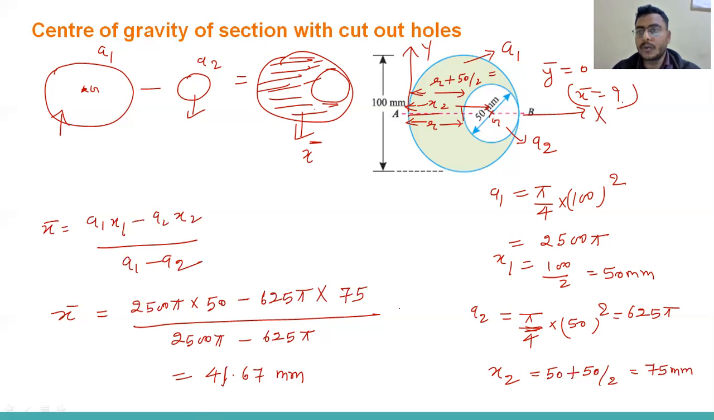Okay, so you have to see the total area and then you have to see what will be the missing area, what will be the area of the hole. Are you getting my point? Then you can apply this formula, and then you can get the X bar.